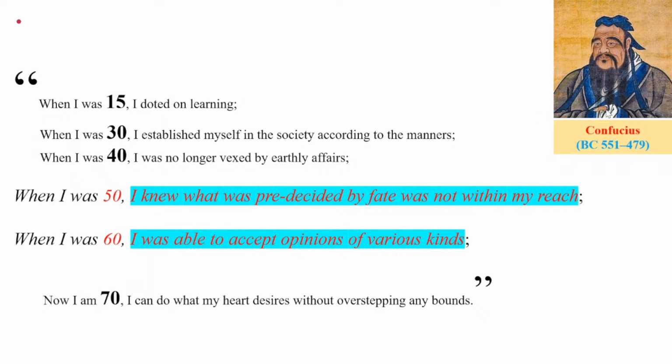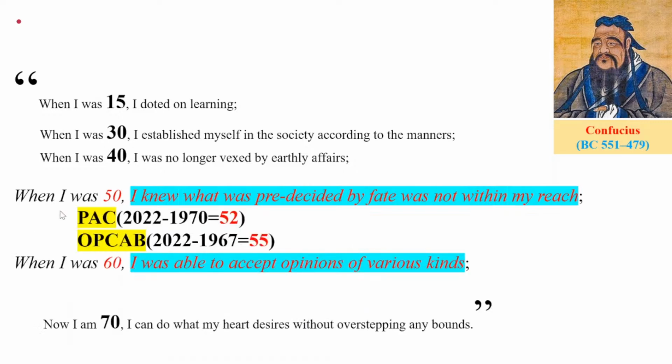Chinese philosopher Confucius reviewed his whole life by saying, here I quote, "When I was 50, I knew what was pre-decided by fate was not within my reach. When I was 60, I was able to accept opinions of various kinds." PAC has a history of 52 years. OPCAB has a history of 55 years. They are ready to accept opinions of various kinds.